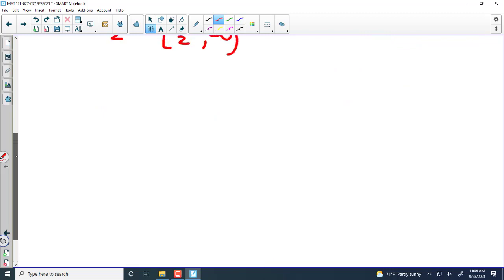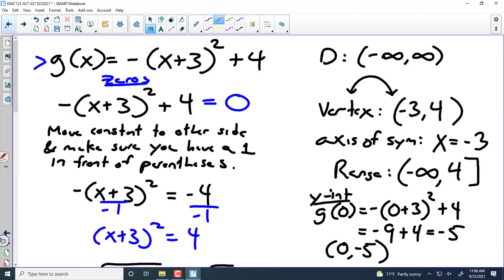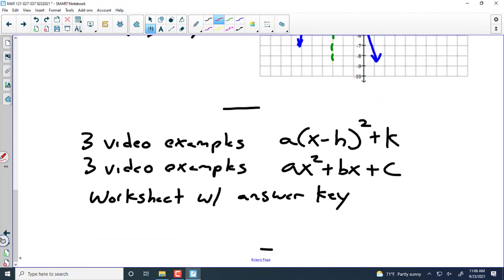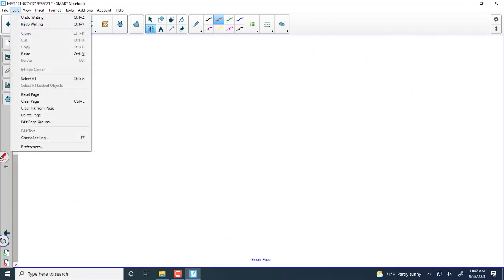I want to show you something in here that's very interesting. Edit. Wait a minute. Am I on the right page? Lost my page. Okay, cool. Edit, paste.